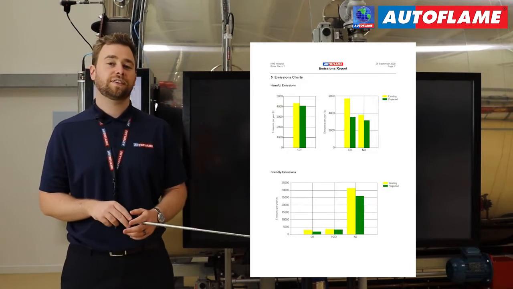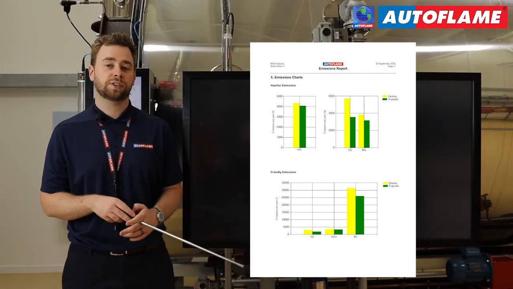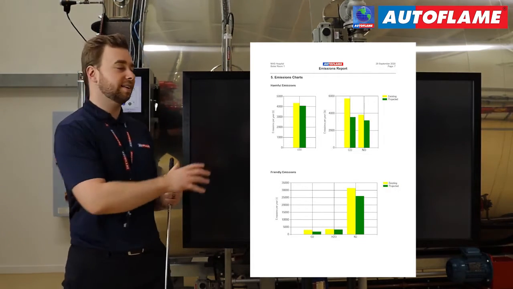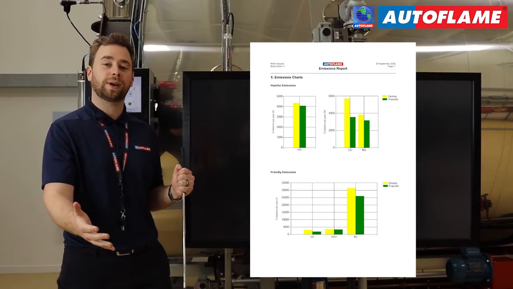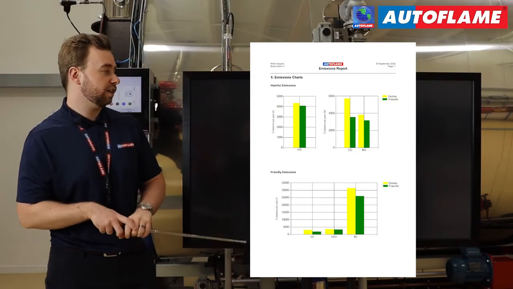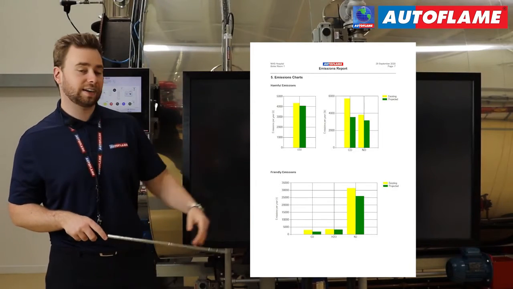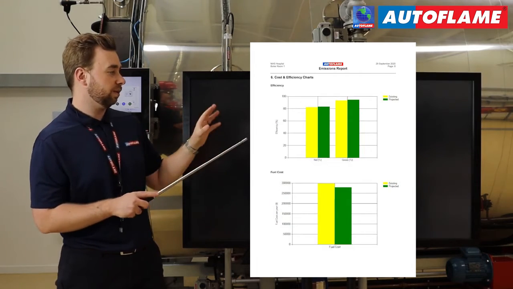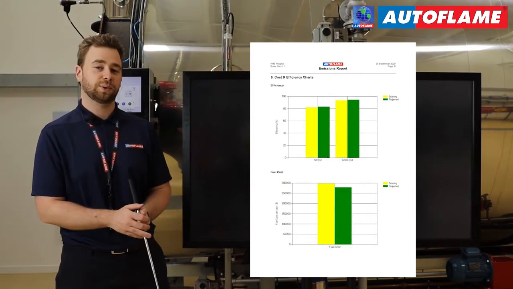Finally, section 5 is talking about our graphs. So all of that tabular data that we had now in a graphical form, same as what we had on the previous calculator. So we've got harmful emissions, friendly emissions, and also efficiencies and fuel costs.